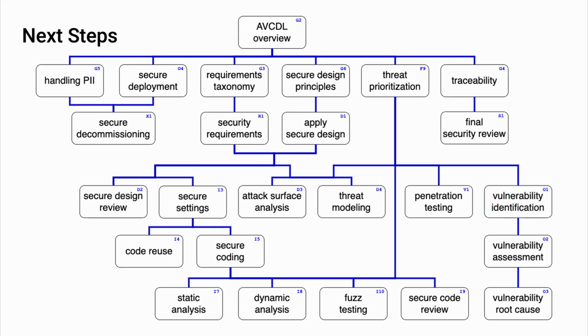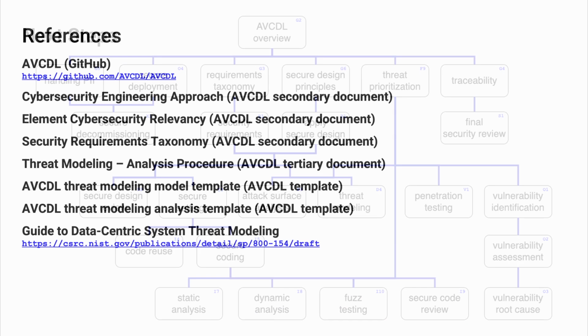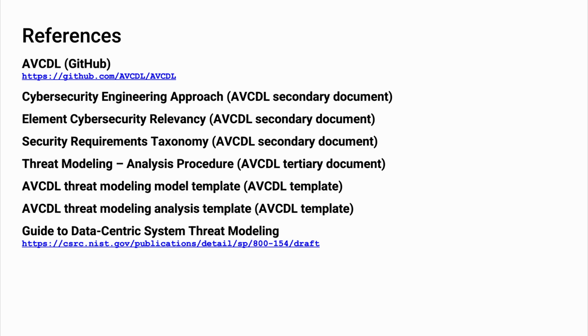Additionally, if you've completed secure coding and its prerequisites, you can also proceed to static analysis, dynamic analysis, fuzz testing, and Secure Code Review. Here are the references to the source material used in the creation of this presentation. They'll also be included in the video description. Additionally, this presentation's source material will be provided on the AVCDL Git repository.